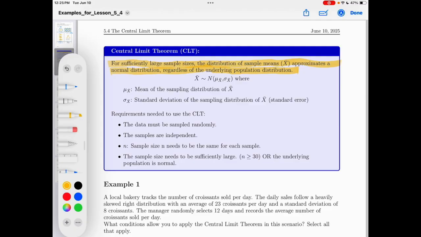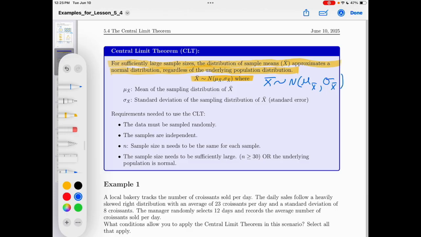And here's the notation that we just mentioned. Because this is going to be normal, we're going to use the N notation. Because our variables are means, we're going to have X bar with our tilde, then we have the capital N, and then our mean and standard deviation is the mean and standard deviation for the sampling distribution. So we're going to make sure that we label that with our subscript X bar.